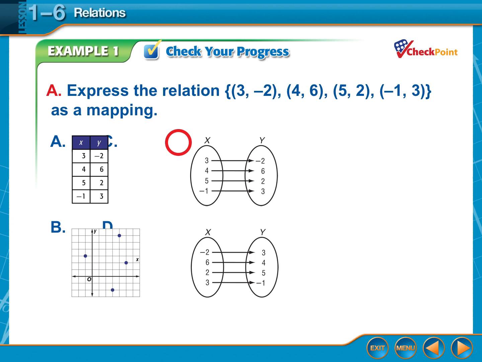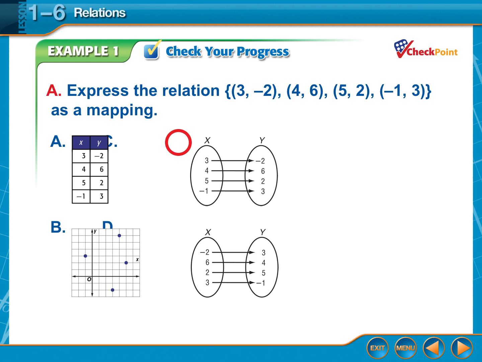Okay, let's just start with A. 3, -2. Did they plot that right on the graph or on the table? They plotted that right. Okay. 4, 6. Did they put that right? 5, 2. -1, 3. That one's good. I read the question wrong. It says express the relation as a mapping. What's a mapping?